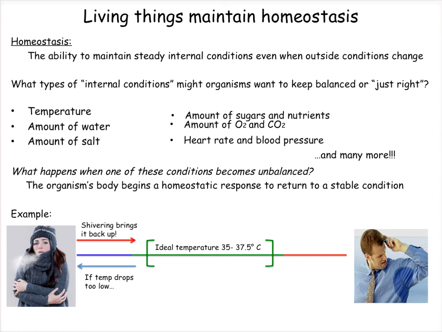The opposite can happen as well. If the organism's temperature gets too high, a different homeostatic response, sweating, can bring it back down into a stable range. So, even though outside conditions are changing, the organism is able to control its own inside environment.